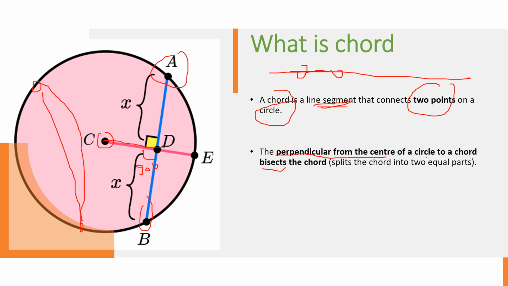chord bisects the chord. Bi means two, sec means section, the portion of it, right? So what it will do is the chord is split into two parts, or bisected, by this perpendicular line CG. Okay, this is a line perpendicular to AB from C, from the center. So this will bisect the chord. This is one of the interesting properties of the chord.